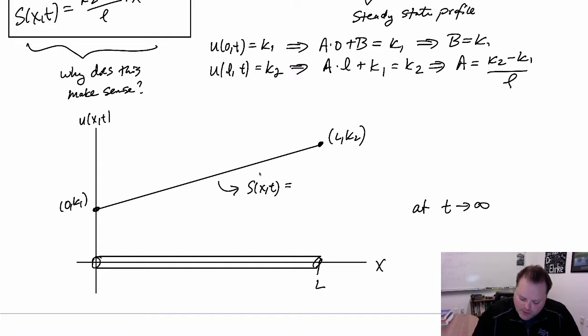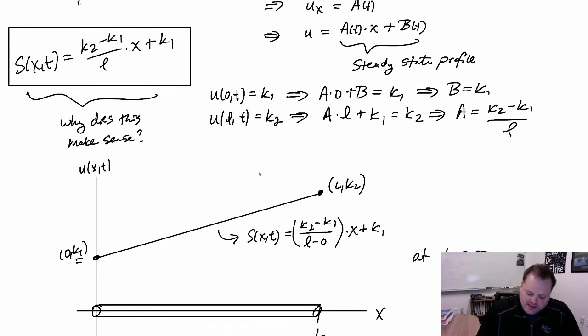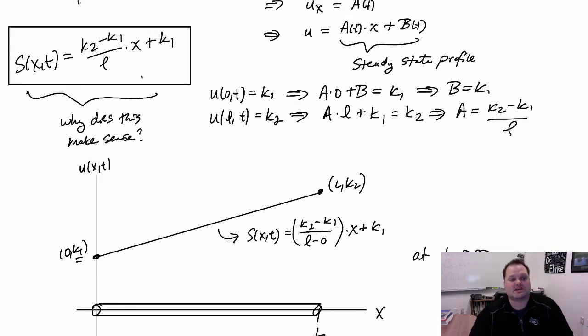It's equal to, you have 2 points, so you can find the equation of a line through 2 points. The slope of that line would be (K2 minus K1) over (L minus 0), times x, plus the y-intercept, which is K1. You can see that is exactly the same as the steady state we got by solving the PDE. So if you have fixed conditions at the left and right, then you'll get a linear variation over the length of the rod in temperature going from K1 to, say, K2. That should make a ton of sense physically.